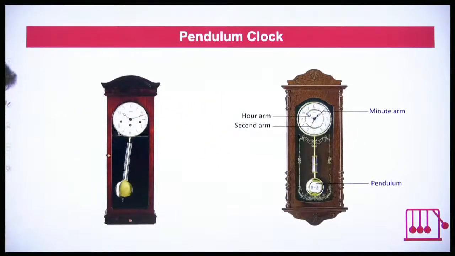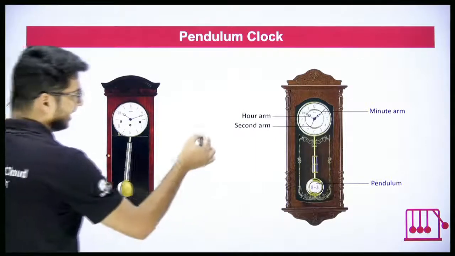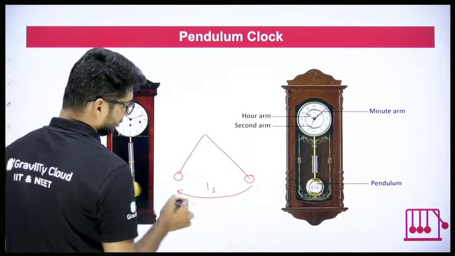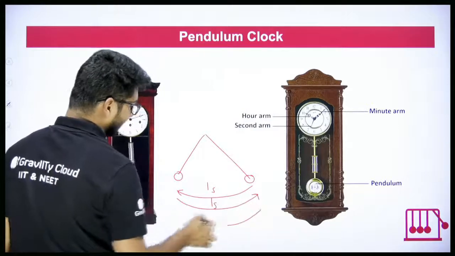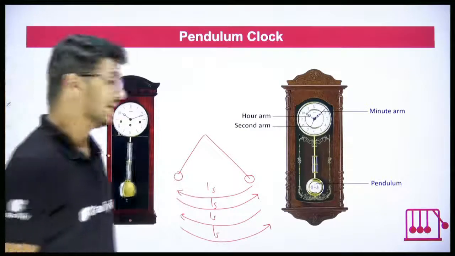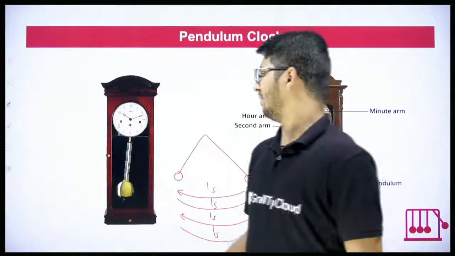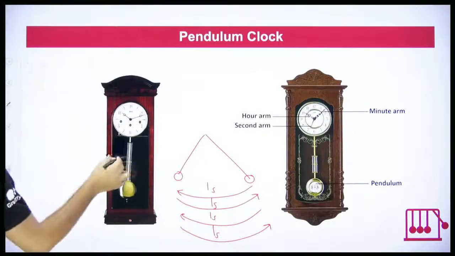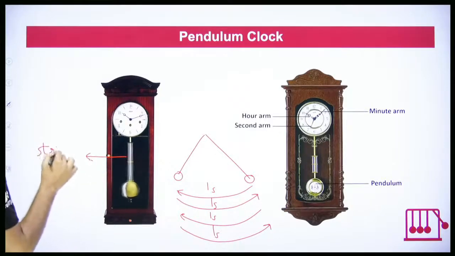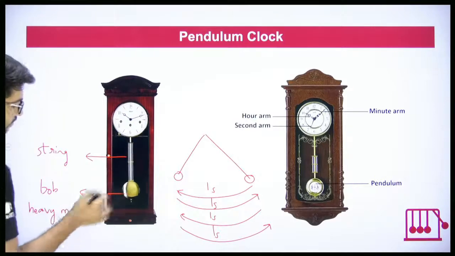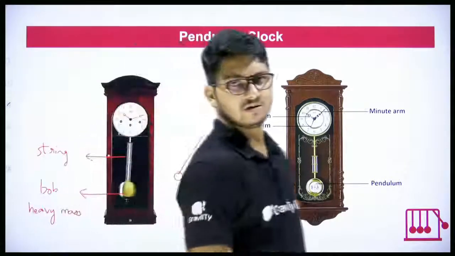In fact, from one end to the other end, the time taken will be 1 second. Then again back, 1 second. Then again 1 second. Then again 1 second. It's like a swing. Clear? That's a pendulum clock. And in a pendulum clock, this is like a thread or a string. And this is a heavy mass. We call it a bob, which is a heavy mass. That's it. Clear? That's a pendulum clock.